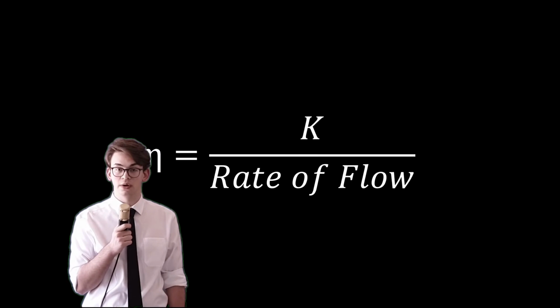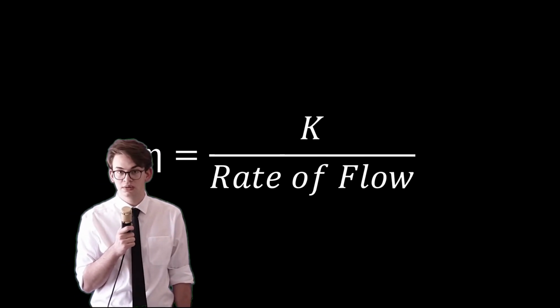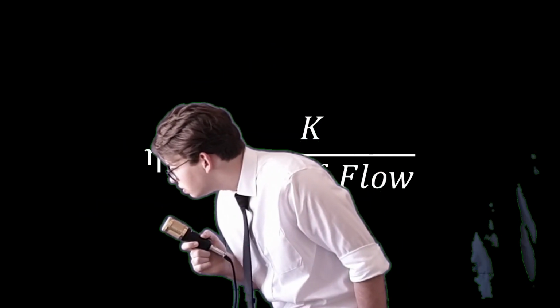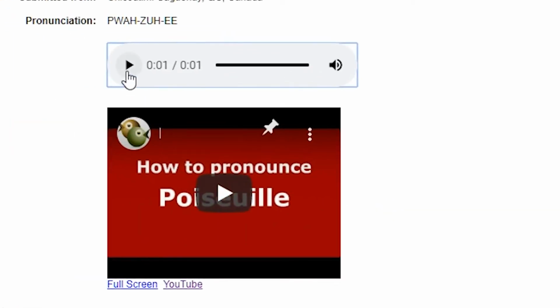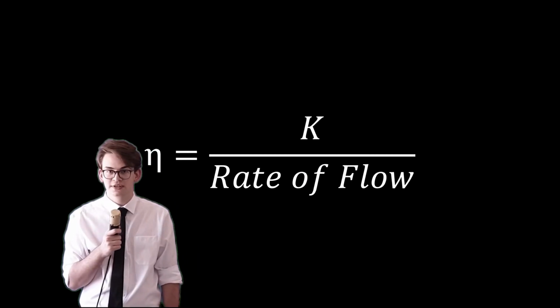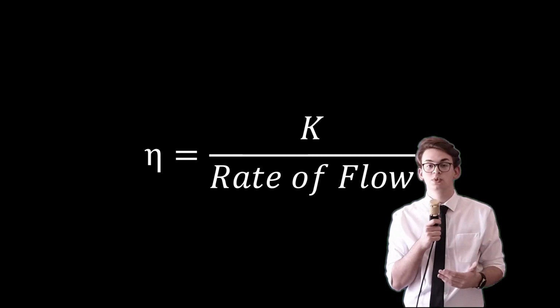Viscosity has a few properties of its own. Firstly, we see that it's inversely proportional to the rate of flow. This was first proven by Jean Poiseuille in 1838. Basically, this means that the more viscous it is, the slower it flows. It's like the difference between pouring water into a cup and pouring honey.